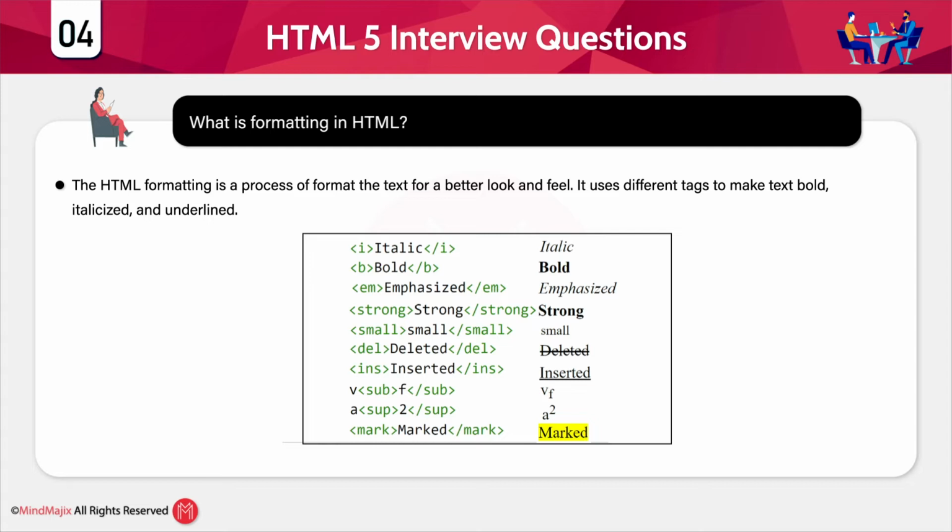It uses different tags to make the text bold, italic, and underlined. These are all the different formatting tags that we have to present the data with a better look and feel. That is what. B tag, EM tag, I tag, U tag. These are all different tags that we have for formatting the text for better look and feel on the web page.